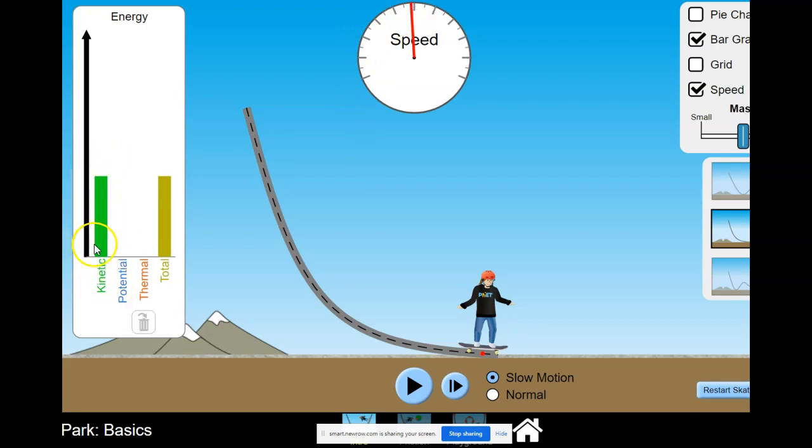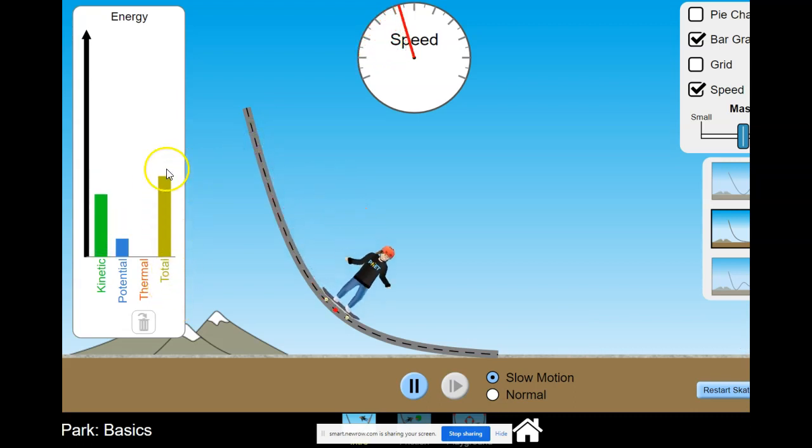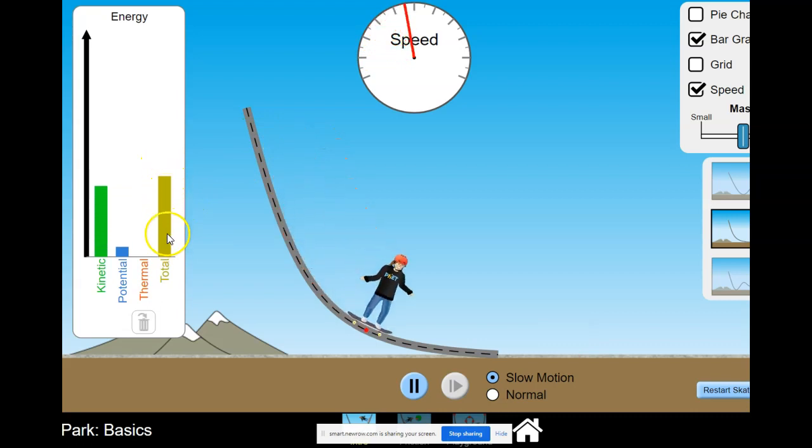Now, what I want you to notice is this entire time, what is happening to the total energy? So I'm going to go ahead and replay this, and I want you to pay attention to the yellow bar. This entire time, what happens to the total energy? Does it increase, decrease, or stay the same? Tell me in the chat, looking at the yellow bar here, total energy, does it increase, decrease, or stay the same? Excellent, I see Angelina working.